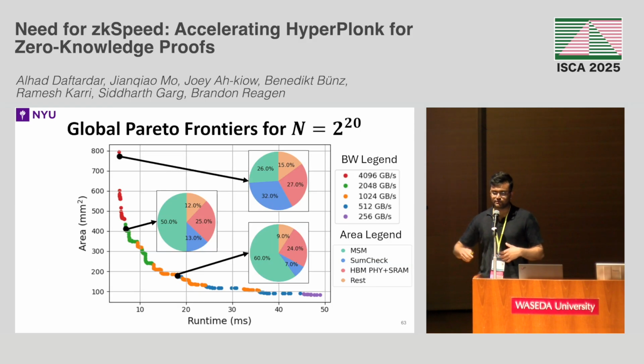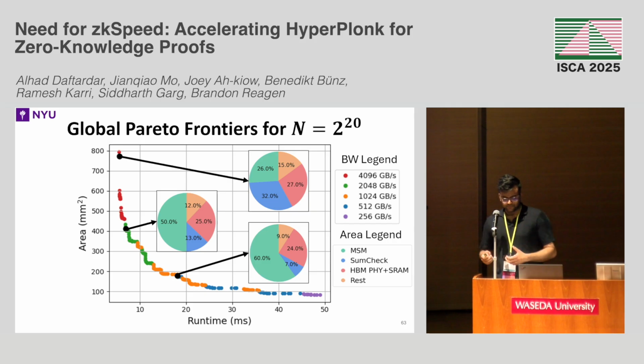So to better visualize how this area comes into play, we can look at the global Pareto frontiers in this design space. And what we find is that as we allocate more and more memory bandwidth, the resource allocation percentage given towards sum-check grows. It's initially skewed towards MSMs, which are compute bound. But as we scale up, we see more and more areas going into the sum-check units, which are in the blue in the pie charts.